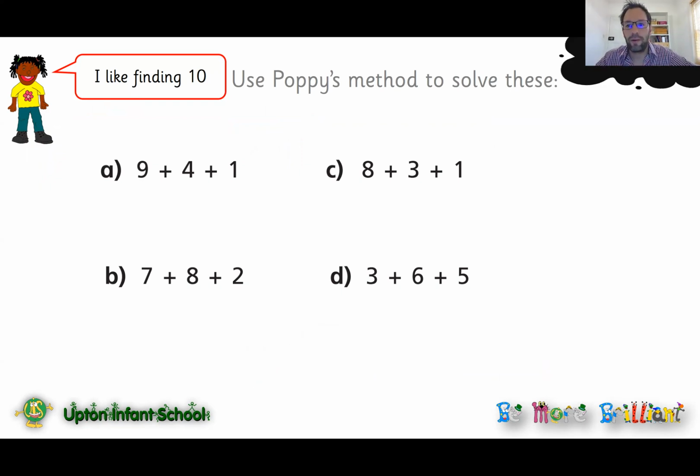Okay, how did you get on? We'll go through the answers together. So if you didn't manage to get them, we'll go through them now. Okay, 9 and 1, that makes 10. That's our number bonds to 10, and then 10 add 4 is 14.